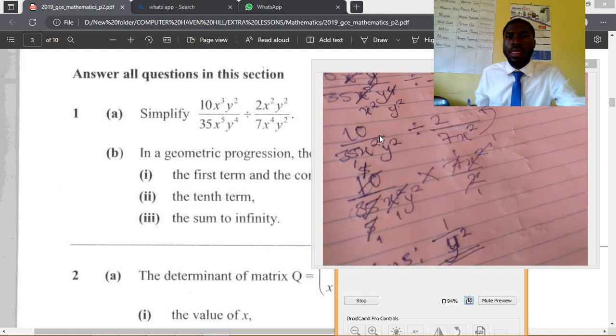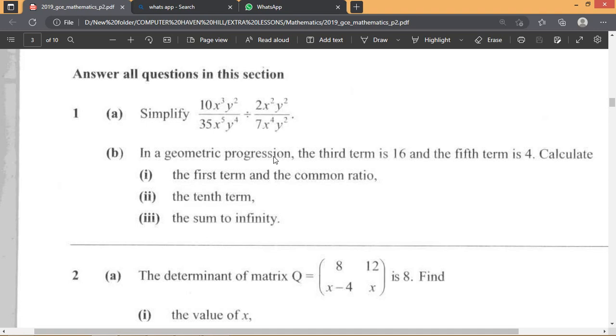The second question is a geometric progression. The question says, in a geometric progression, the first term is 16 and the fifth term is 4. Calculate the first term and the common ratio. Let's go with the question: the first term and the common ratio.